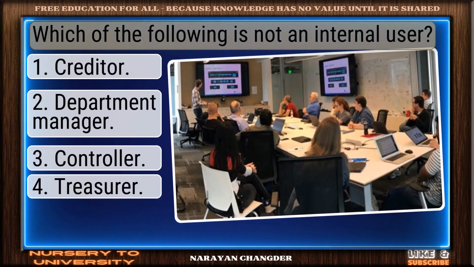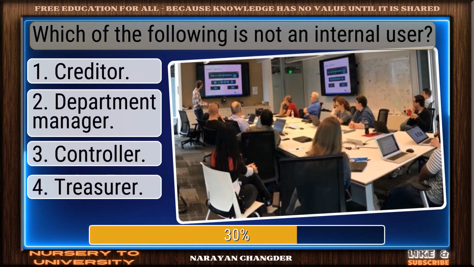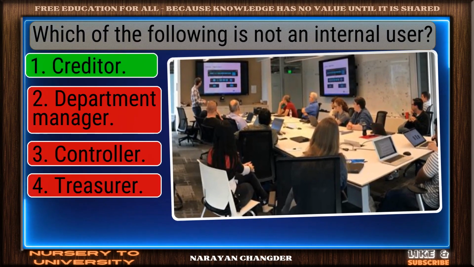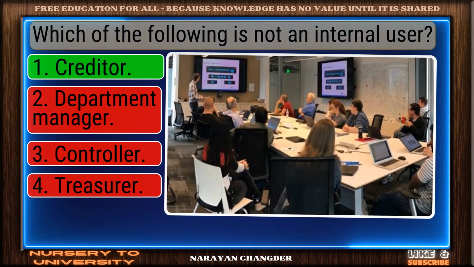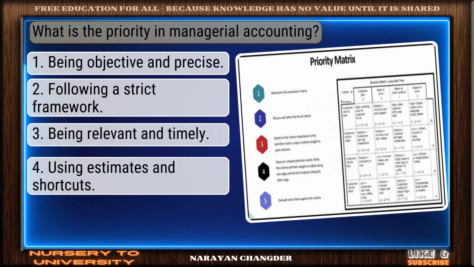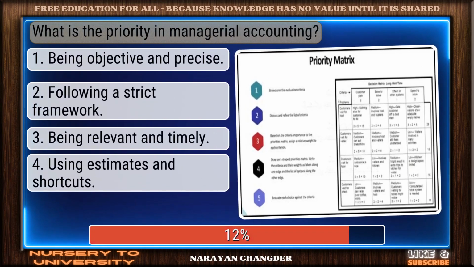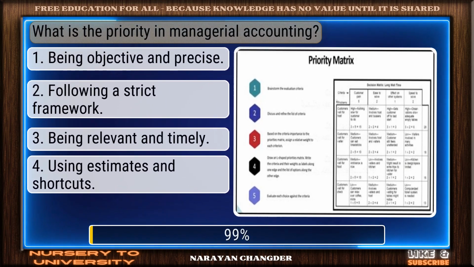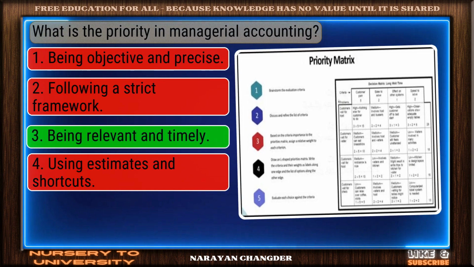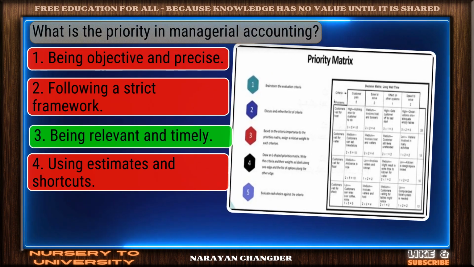Which of the following is not an internal user? You got it. Your choice, creditor, is right. What is the priority in managerial accounting? Valid point. Being relevant and timely is true.